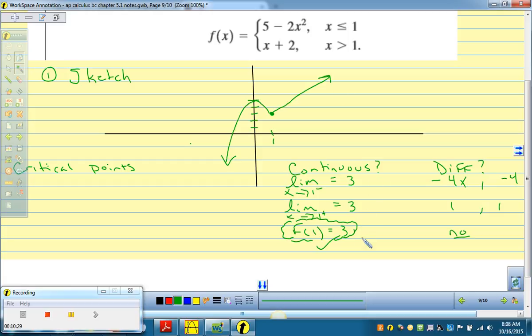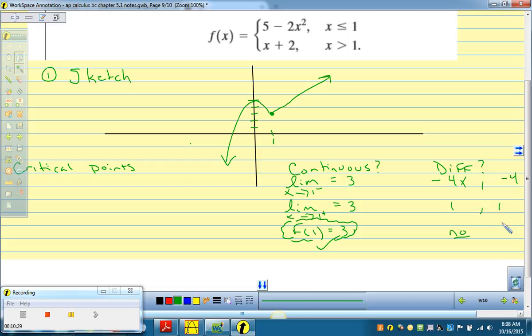So we need the 3 lines here. Okay, so this function is continuous because the limit from the left is 3, the limit from the right is 3, and the function value is 3. Differentiable means the derivative from the left has to equal the derivative from the right. So the derivative from the left is negative 4x, the derivative from the right is 1, and at x equals 1, are they equal? No.